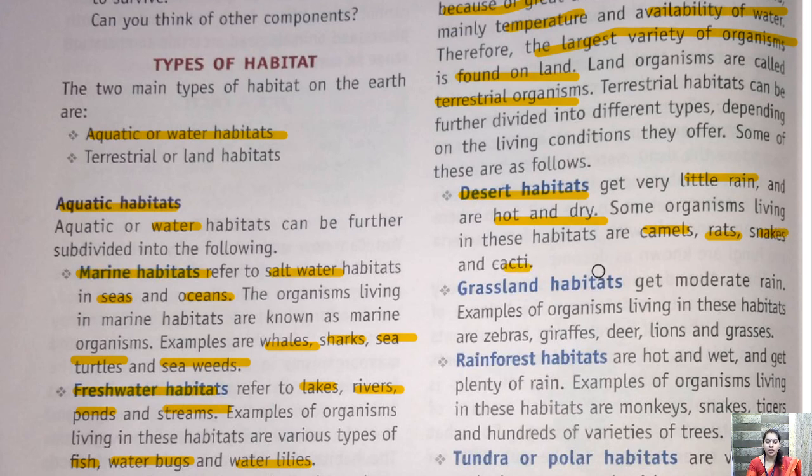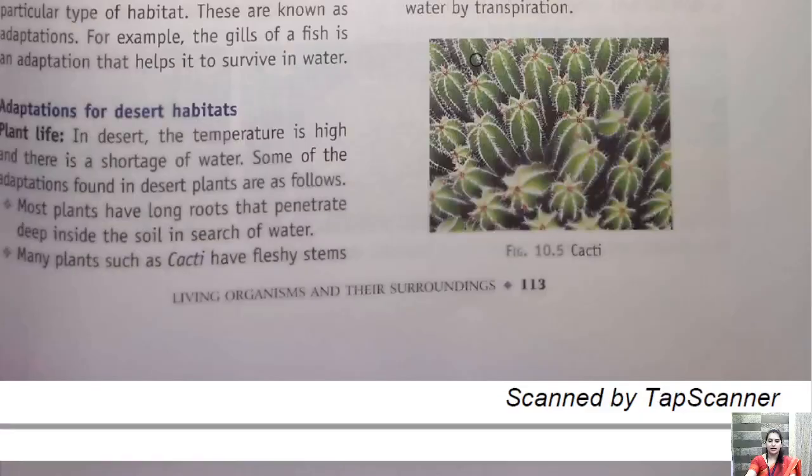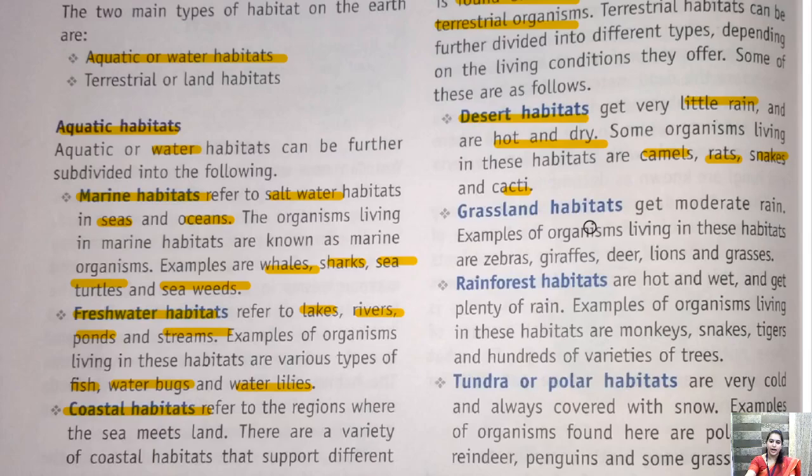Okay, cacti is cactus, which has pointed spikes sticking out. We can see here spikes are there. This is a cacti. This is a cactus plant. We have small spikes coming out from this place. So they can survive in a hot and dry desert area.